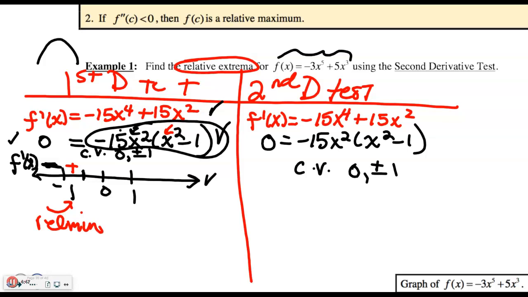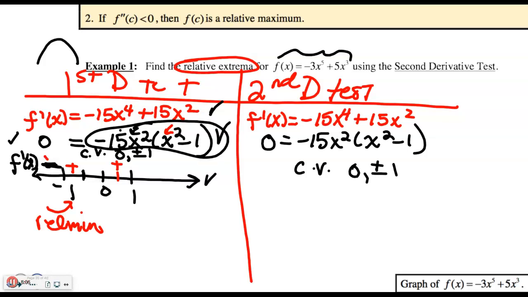And I don't know what the rel min is. I'd have to plug it back into the original function. But there would be a rel min at negative 1. When I go test out what happens at positive a half, I also end up getting a negative times a negative. What does that mean happened at 0?